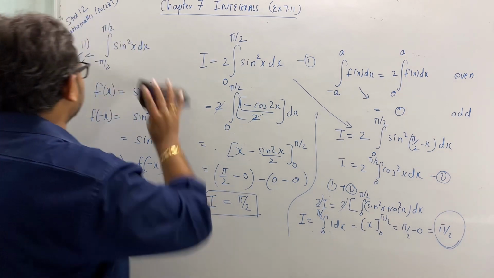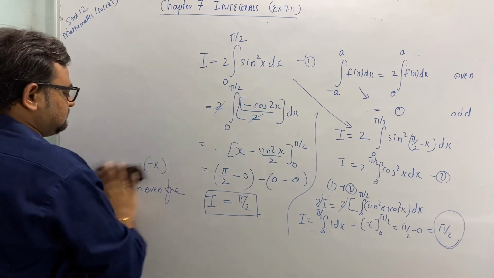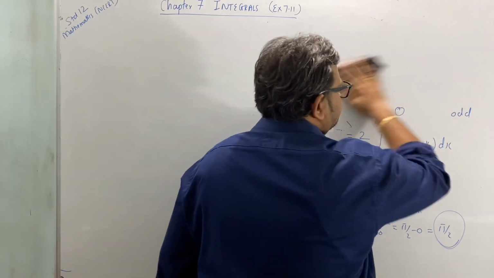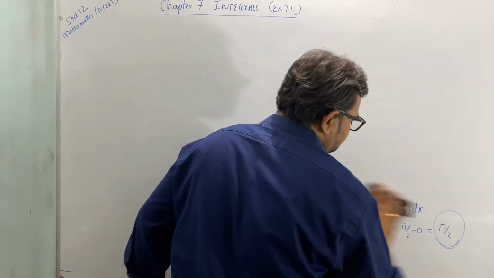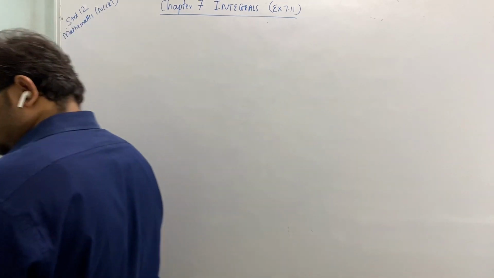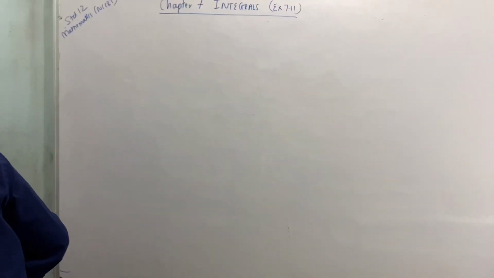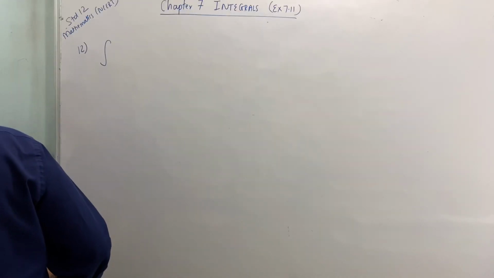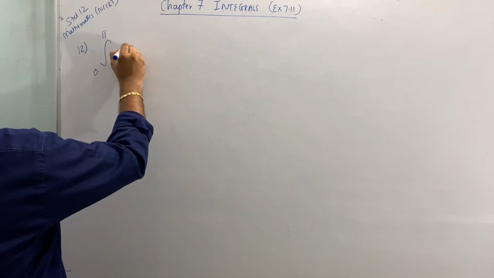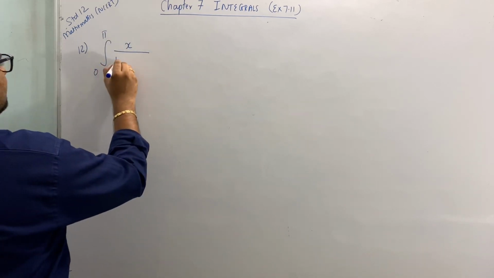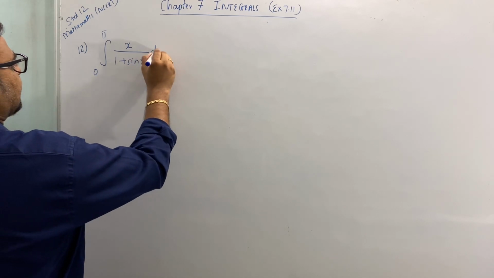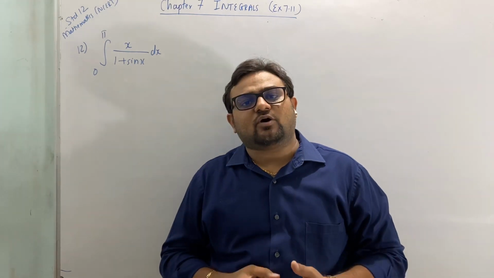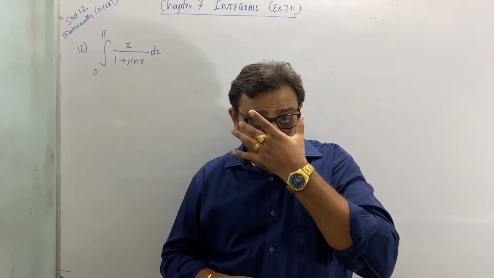Okay, let's move to the next one. Question number 12, that is the integral from 0 to pi of x upon 1 plus sin x dx. Okay, 0 to pi, x upon 1 plus sin x dx.